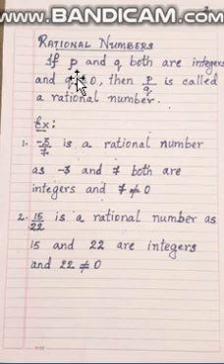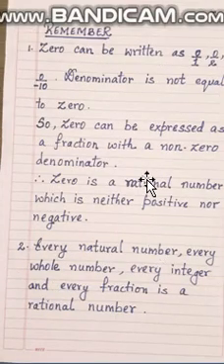What are rational numbers? If p and q both are integers and q is not equal to 0, then p by q is called a rational number. Let us consider these examples. Minus 3 by 7 is in the form of p by q, and here q, that is 7, is not equal to 0. So minus 3 by 7 is a rational number, as minus 3 and 7 both are integers and 7 is not equal to 0. Similarly, 15 by 22 is a rational number, as 15 and 22 are integers and 22 is not equal to 0.